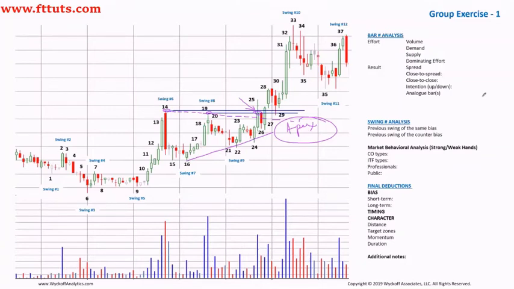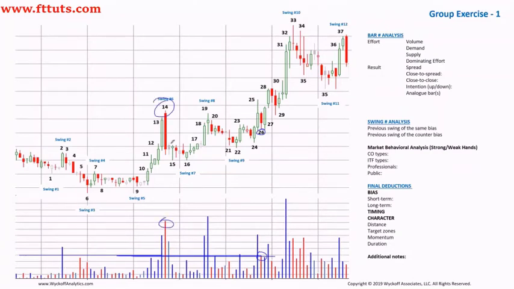Okay, let's talk about bar number 26. This is the bar, Ronnie, that produces a lot of questions from students. This is the second highest volume signature on a down bar so far. The previous one was at bar number 14.